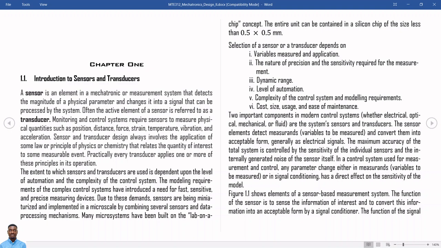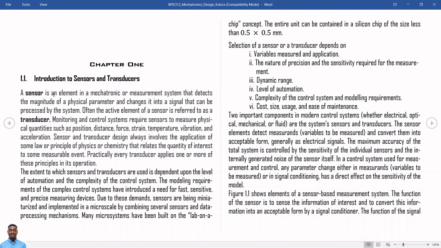So here we'll be talking about sensors and transducers and other related topics. The first thing we'll be looking at are sensors. A sensor itself is an element in a mechatronics or measurement system that detects the magnitude of a physical parameter and changes it into a signal that can be processed by the system. So what are we saying here? We are saying that a sensor is just an element that can detect the magnitude of a physical parameter.